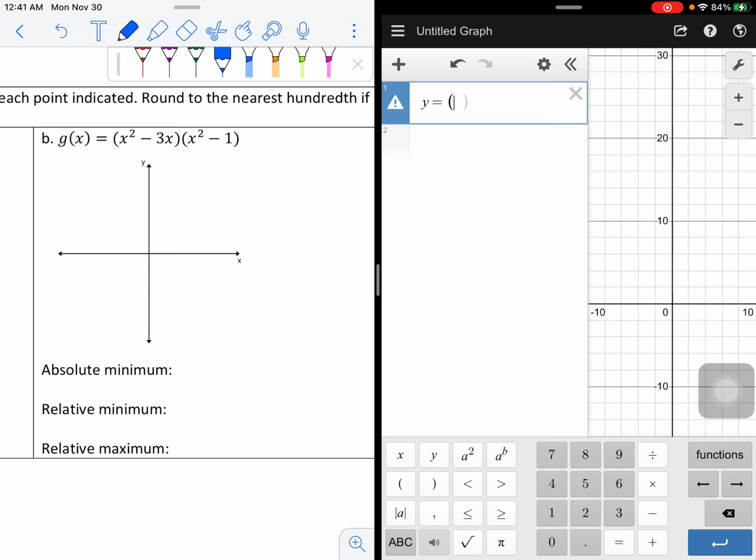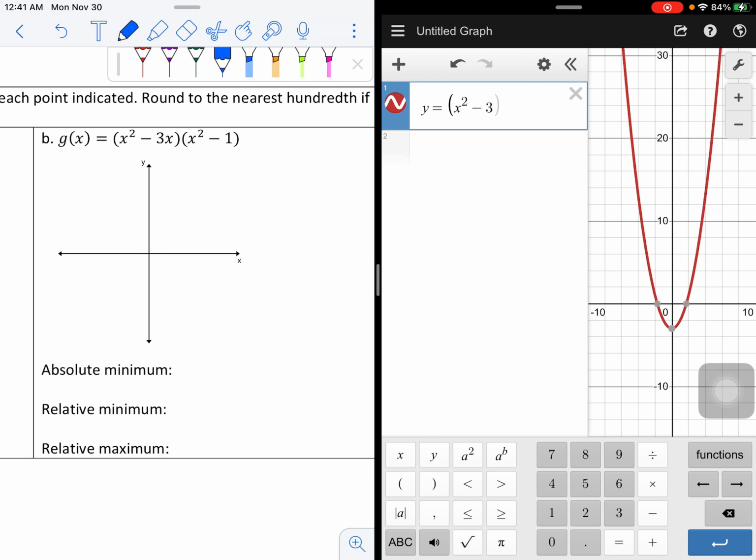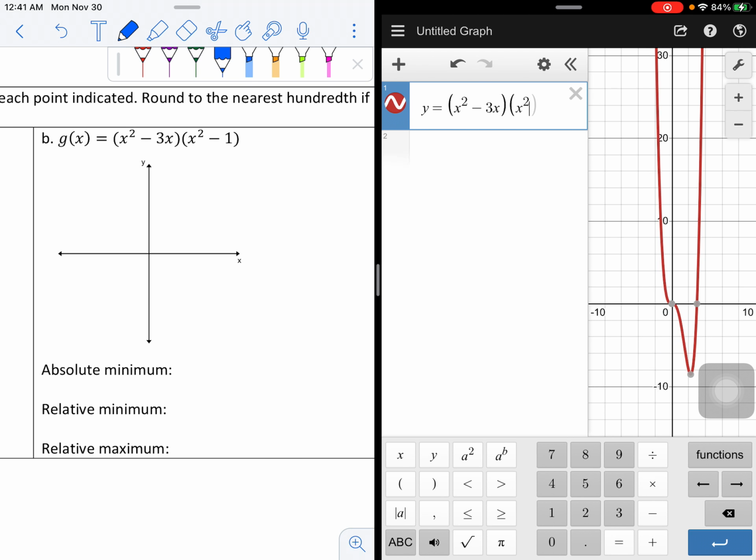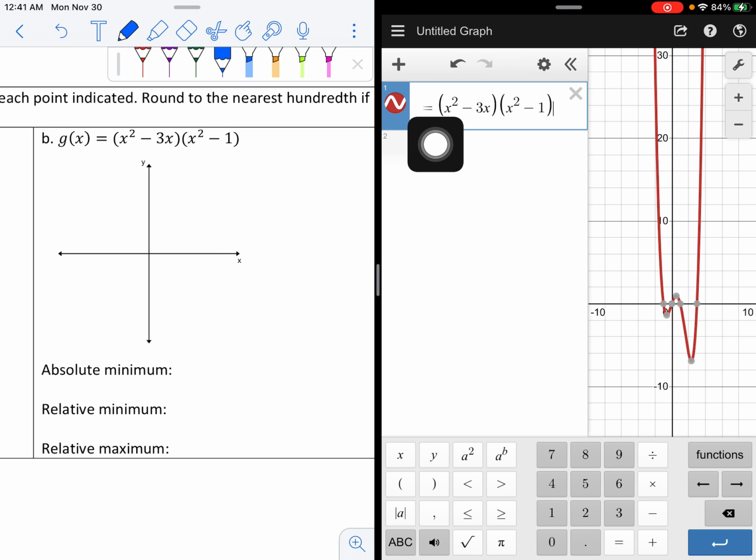All right, so y equals parentheses x. Whoops, let's try this again. Let's get an x squared going. Minus 3x, close the parentheses, start a new one. X squared minus 1, close the parentheses. All right, so take a second, because I already know I messed up once. Let me make sure I didn't mess up again. Okay, so that matches what we've got here.